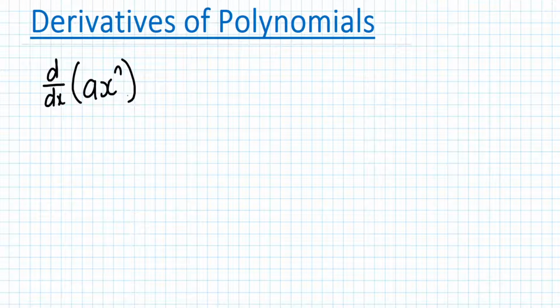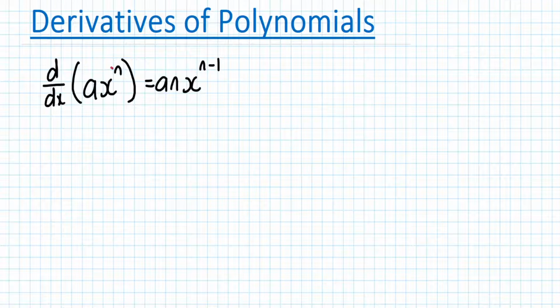So, how do we find the derivative of any polynomial? Well, simply put, all we're going to do is multiply the index of the polynomial down to the coefficient of the x term. So that's going to be a times n. And then all we're going to do after that is subtract 1 away from the index. So that's going to be to the power of n minus 1.